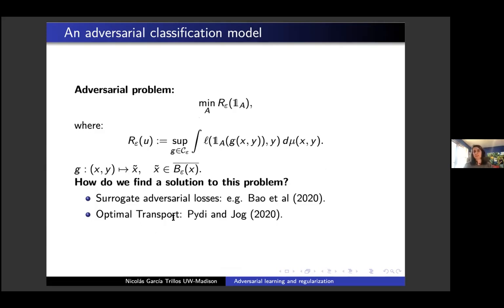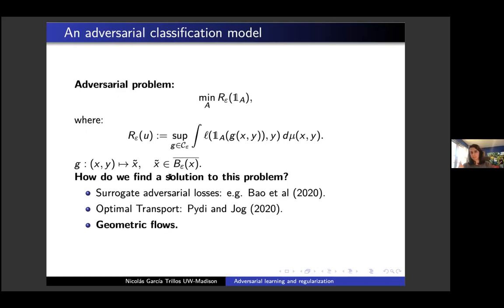There's another strategy, although that's not necessarily for the purposes of finding the minimizer A, but it can provide an understanding of the minimum value, and that's using optimal transport. And in fact, we will return to this because this is part of the talk. Okay, so there's a strategy that allows you to perhaps compute the minimum robust risk, even if maybe you don't know how to compute the minimizer. Okay, now the third alternative, and this is the one that we'll be studying here, is the geometric flows perspective.